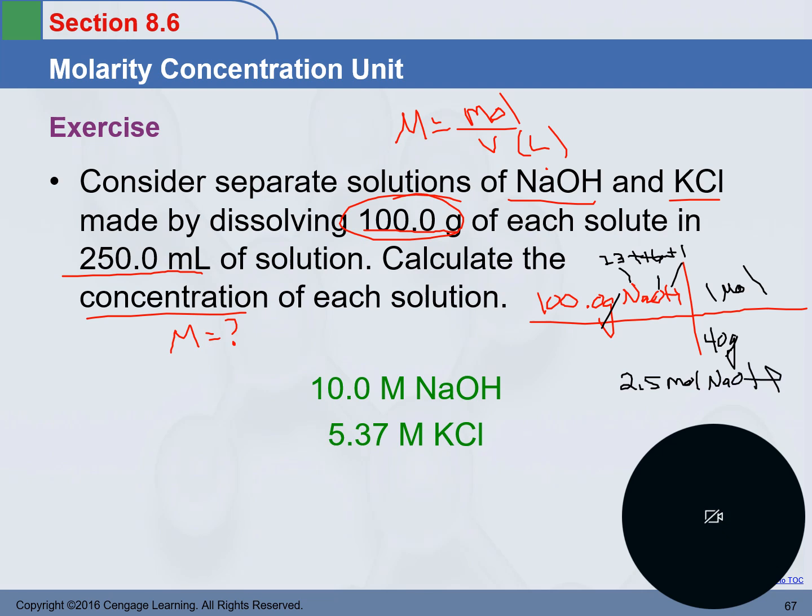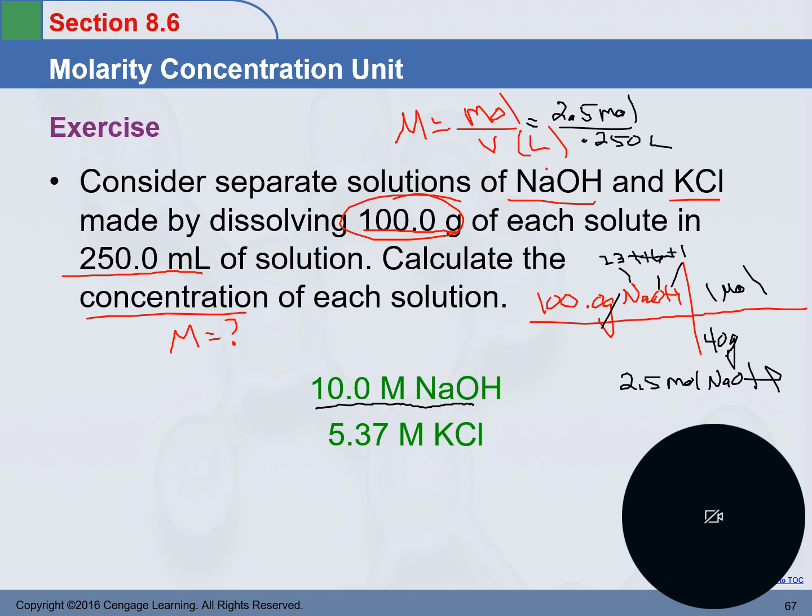Now we can use our equation up here at the top. Plug in your 2.5 moles and divide it by 0.250 liters, and you'll end up with this answer here.